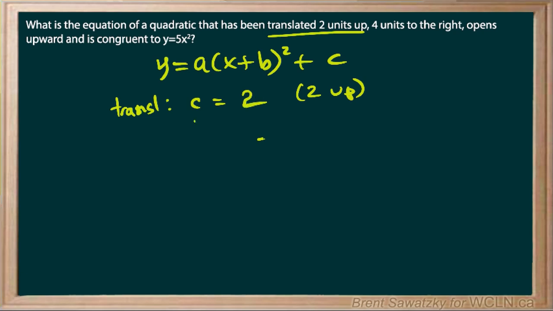Now, the other part of the translation is the horizontal translation. So what are we told? 4 units to the right. And so if we're going to the right, then that means, so let's just write 4 right, that means that we're dealing with a -4 in there. And so B is -4. Perfect.